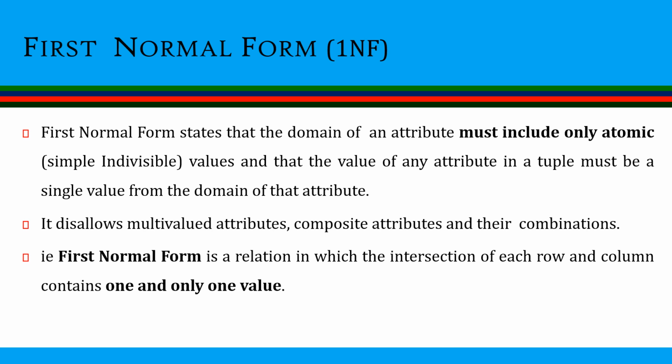So it should not contain composite values. It should not contain multivalued attributes. So the domain of an attribute should include only atomic values. Then we can say that that particular table will be in the first normal form.